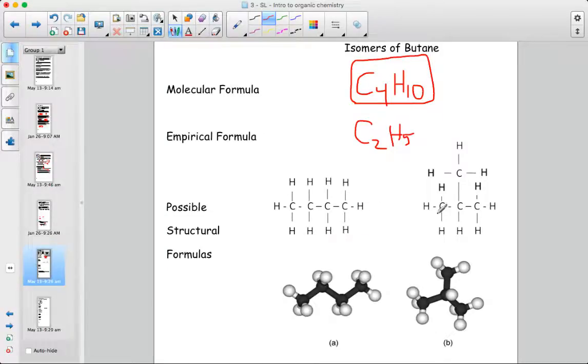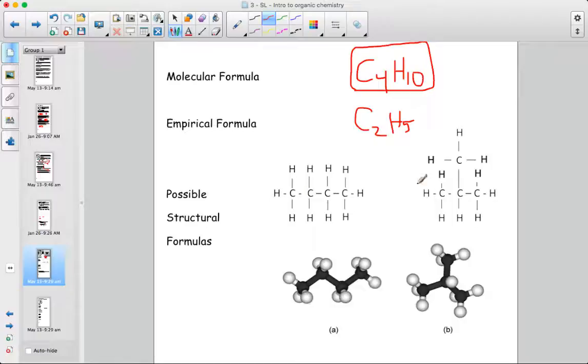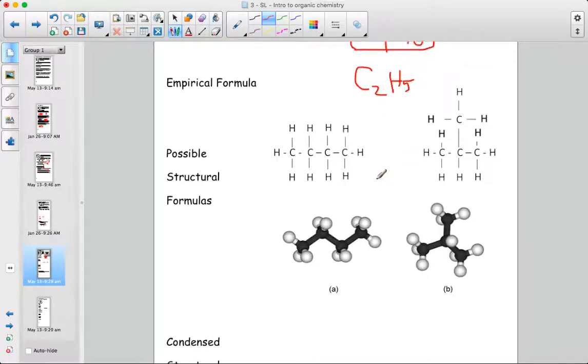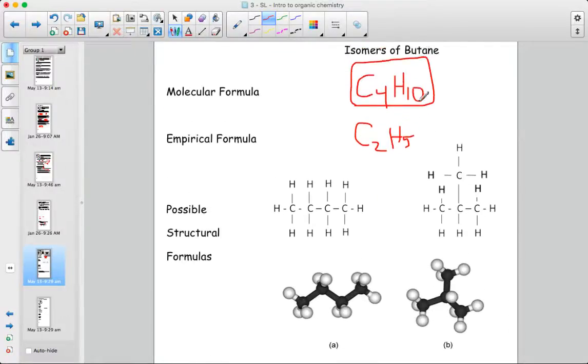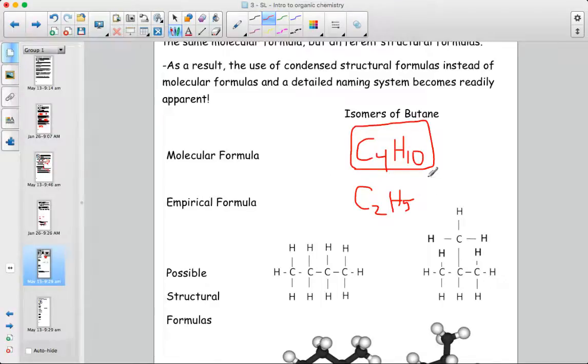But you can also have 3 carbons in a row and then 1 carbon sticking off of that middle carbon. This would be called a branch or a side chain. If you count, there are still 10 hydrogens and 4 carbon atoms. And so both of these molecules have the same molecular formula, yet they have different structures. And so these are 2 structural isomers, or isomers of one another. So we would say they're both isomers of butane, because that's what their original molecular formula is.